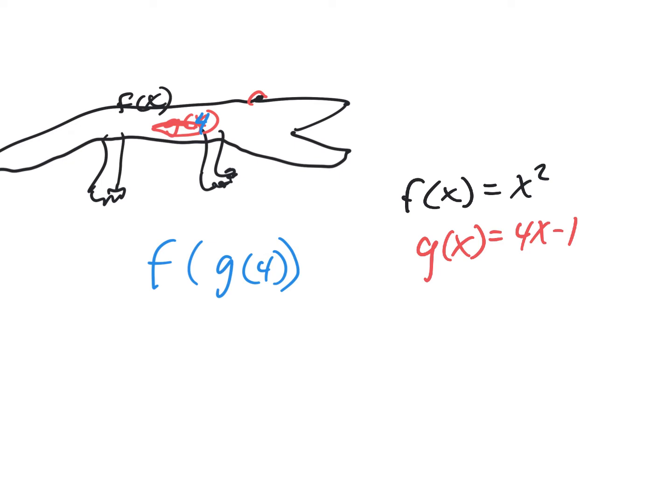Yes? G of x is 4x minus 1. What's x? Right there. You can tell that g ate a 4. So the x is 4.